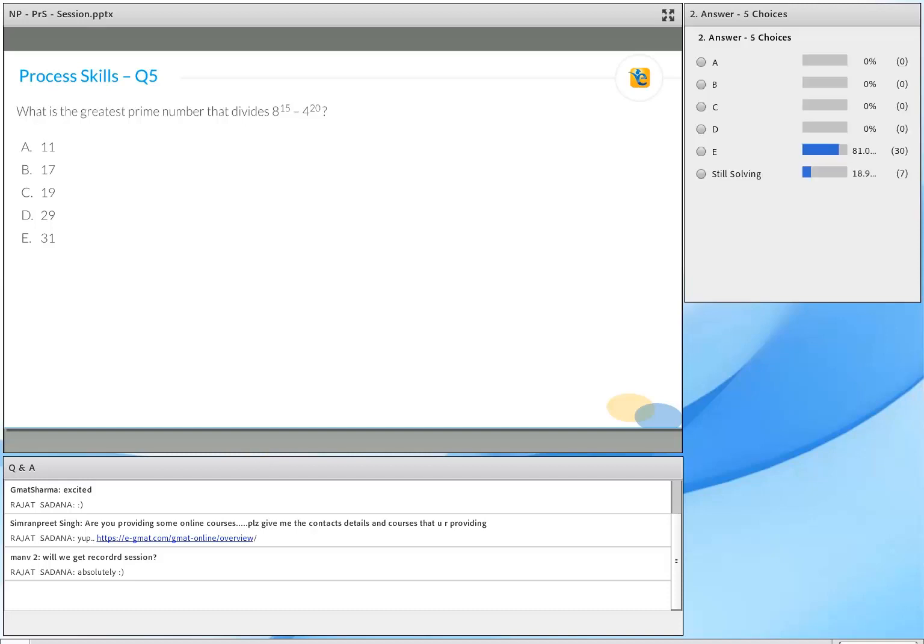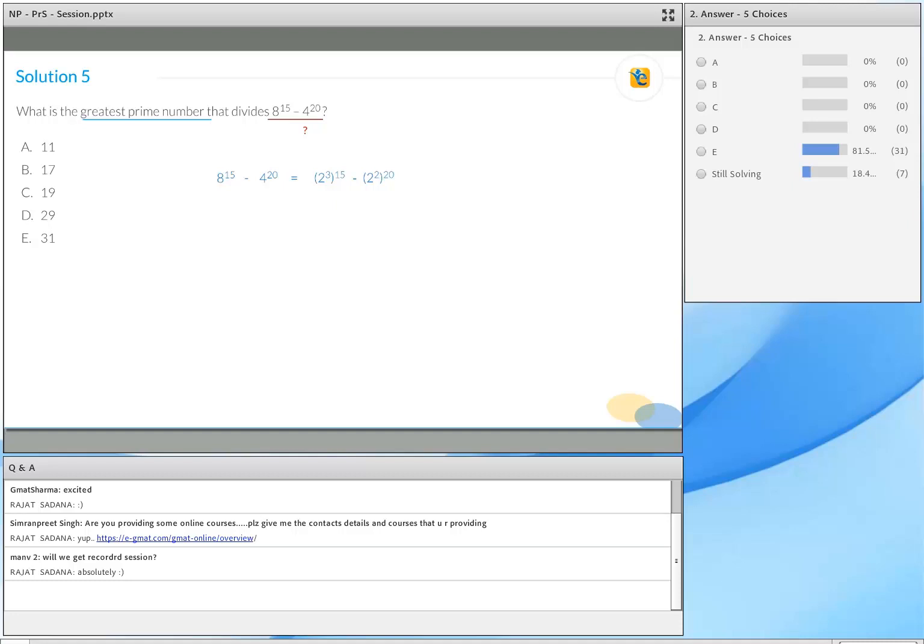All right, I'm going to end the poll now. I know that quite a few of you have arrived at the answer. What is the greatest prime number that divides 8 to the power 15 minus 4 to the power 20? This is the question that absolutely requires you to apply the simplification process skill. You observe the numbers over here, and these numbers look a bit scary at the outset, right? But always understand that GMAT is not going to throw anything at you that you can't handle, right? So always go into your arsenal of simplification, okay? Make sure that you simplify this.